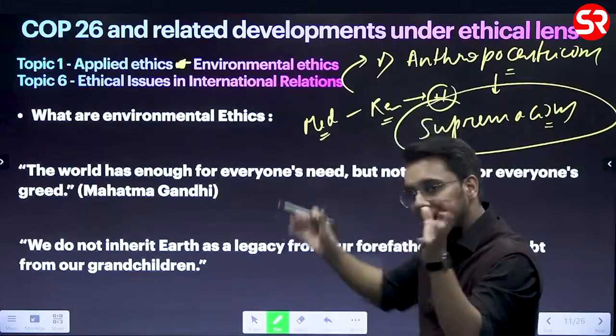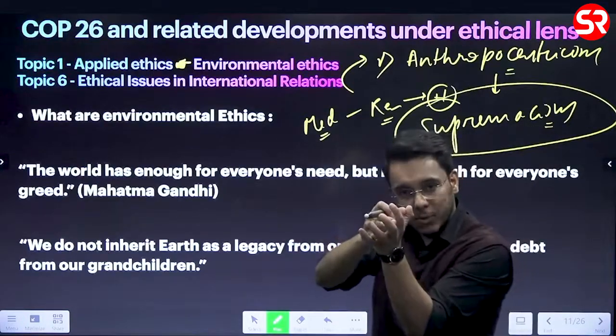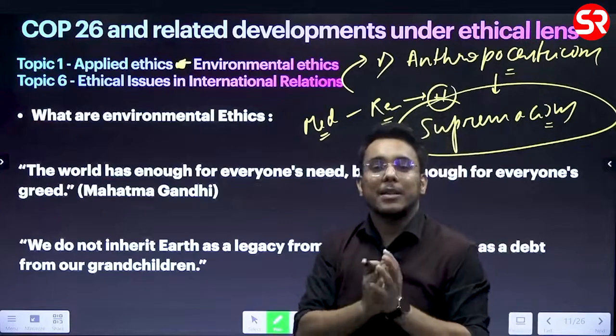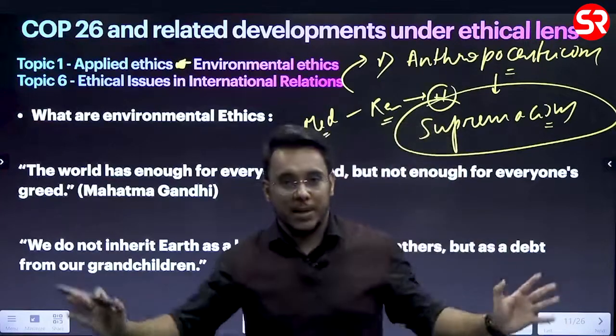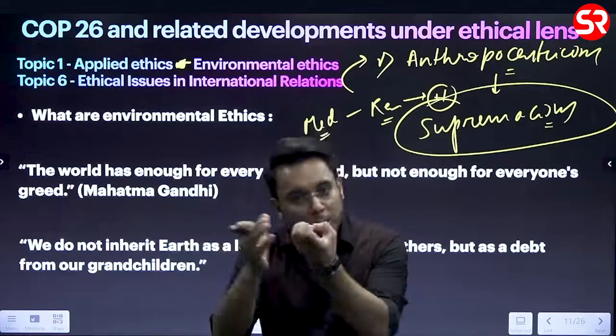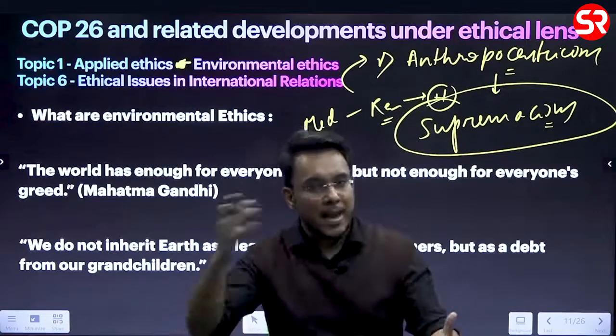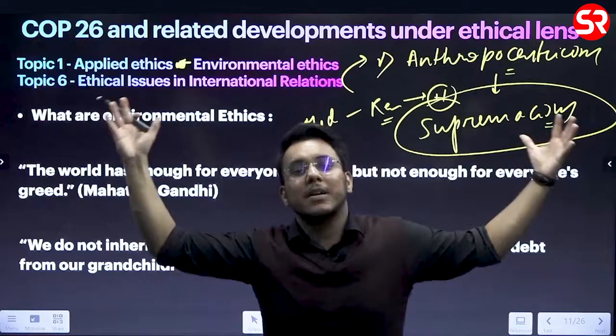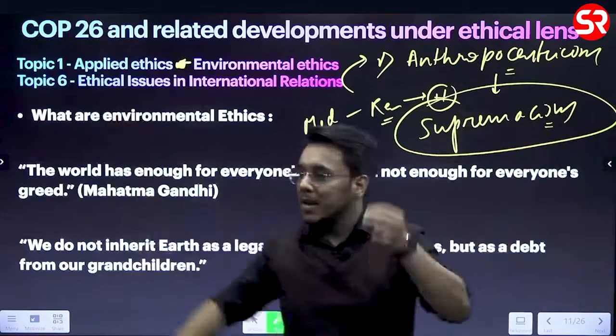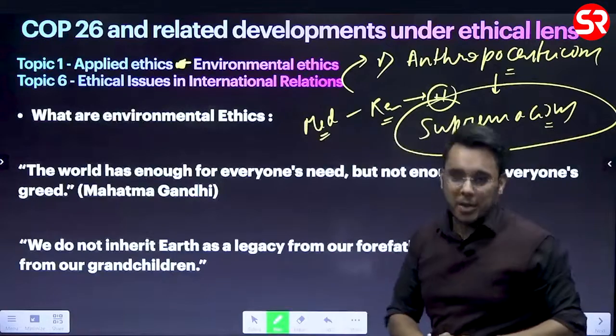And the moment anthropocentrism and supremacism got combined with each other, what happened? The human started to abuse the environment, because everything existed for the human's well-being. Everything was for the pleasure of the human. Flora, fauna, environment, resources, everything got exploited. Is it clear? Now, this exploitation continued.